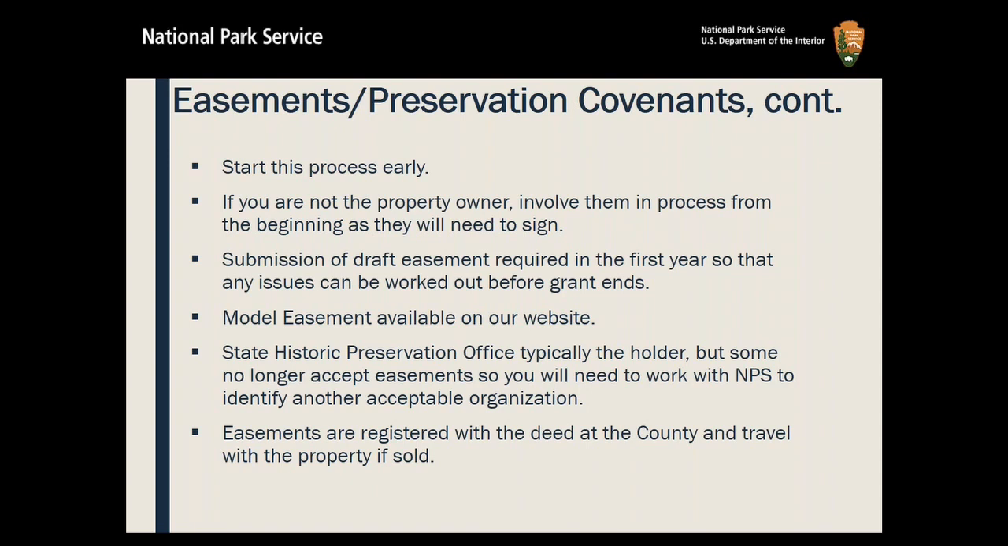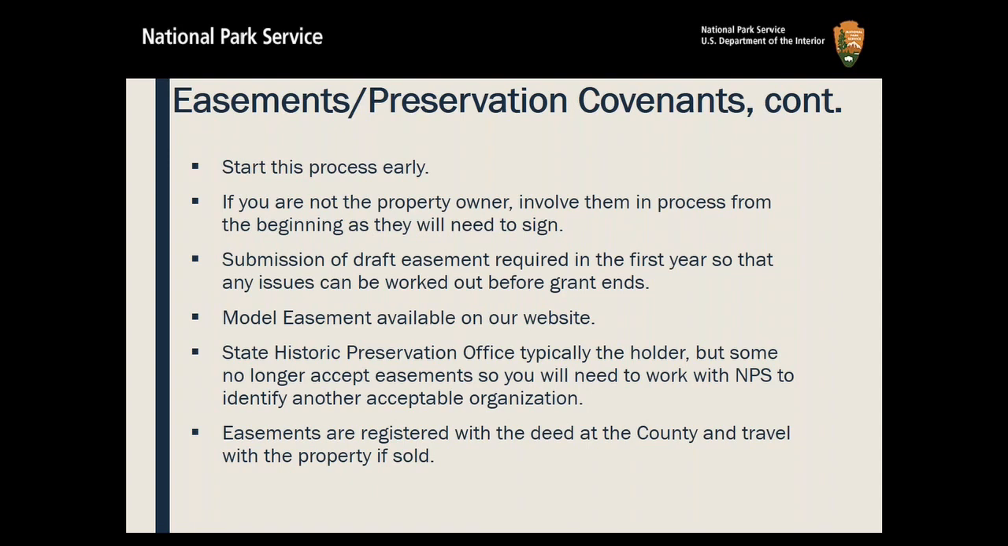An issue might be, what exactly is the boundary for this easement? What are we going to be covering? At what point do we take photos? So things like that you want to discuss with your grant manager and also with whoever's going to hold the easement. We have a model easement on our website you can take a look at.